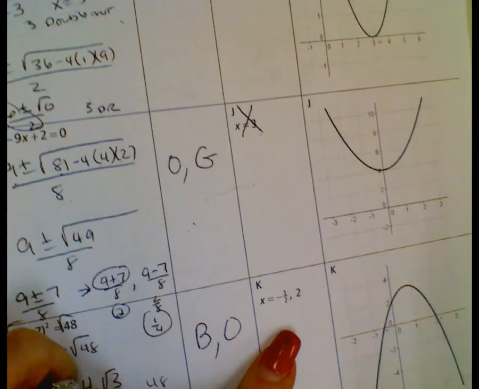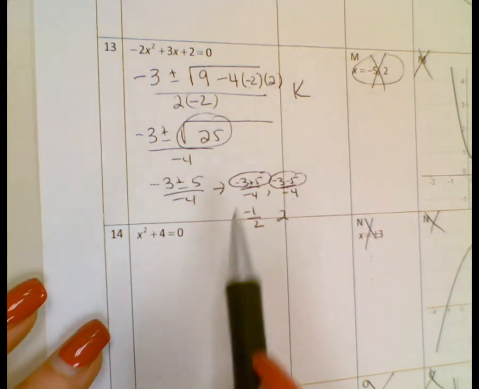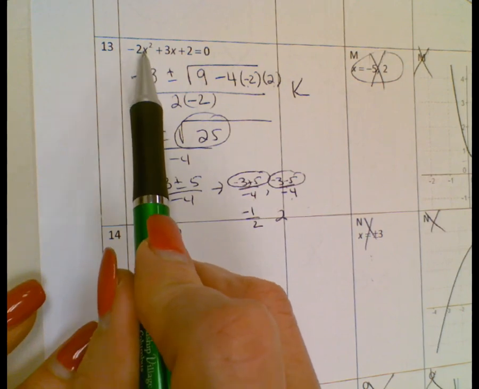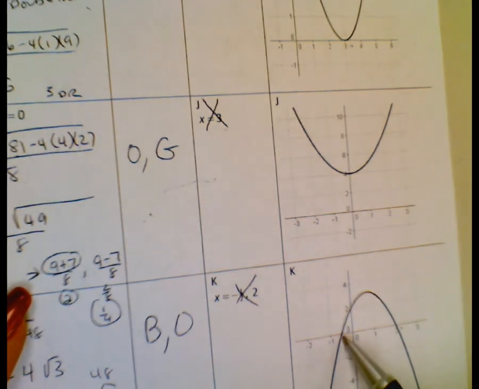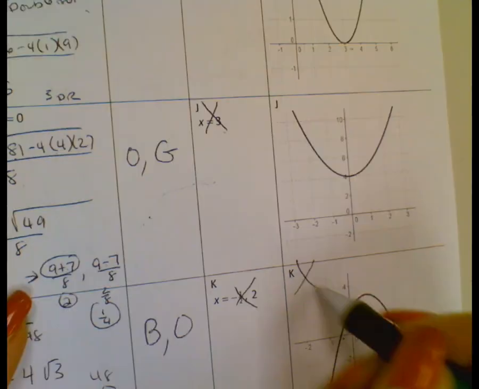That's K. You see that right here? K is your answer. And now we need a graph that's crossing at negative 1/2 and 2. And also notice that it's a negative x squared term, so it's upside down. And I think I see it right here. Well, I thought I saw it. Right here. It's negative 1/2 and 2, and it's upside down, so it has to be K. I'm crossing off K.